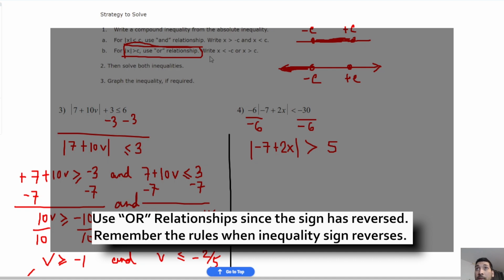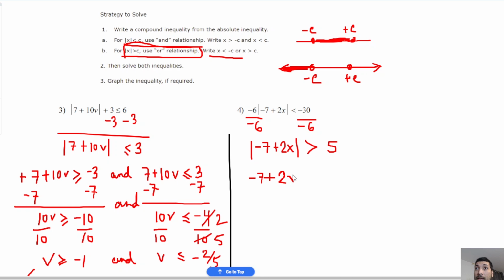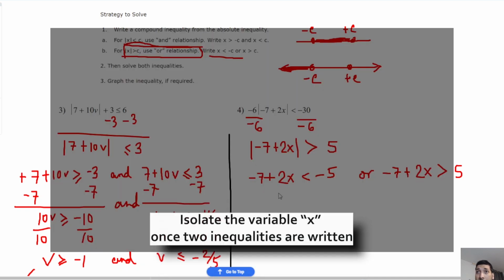So for OR relationship, we write x less than negative quantity of the value. So we have -7 plus 2x less than negative quantity of this value, which is -5, or -7 plus 2x greater than positive quantity of this value, which is positive 5. So now we isolate the variable x.